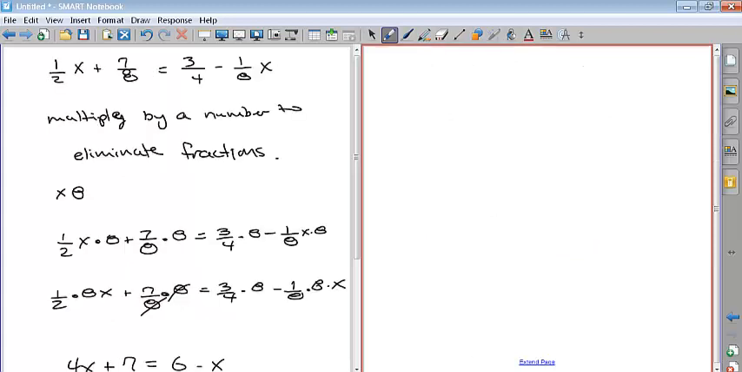Okay. And the third case is if I have decimals. So let's say I have 0.026 times x plus 7, plus 0.04 times 2x minus 3, is equal to 0.15 times x plus 1. And I want to solve for x.